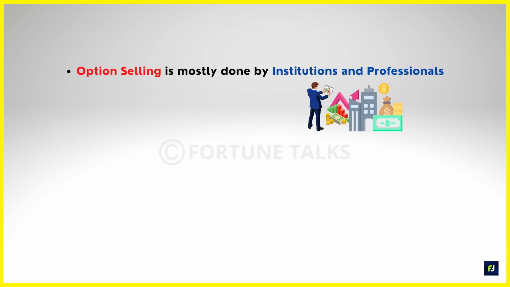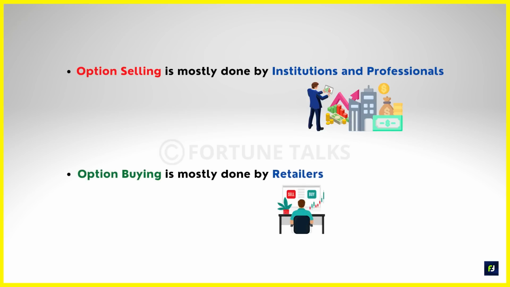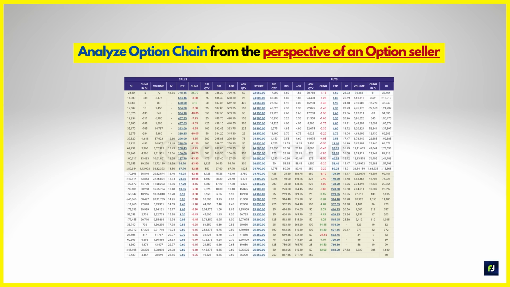Hence, option writing is usually thought to be done by professional traders and large market participants such as FIIs and institutional funds. On the other hand, option buying is usually done by small market participants like you and me who are retail traders. Therefore, when looking at an option chain, we always think from the writer's perspective and not from the holder's or buyer's perspective.